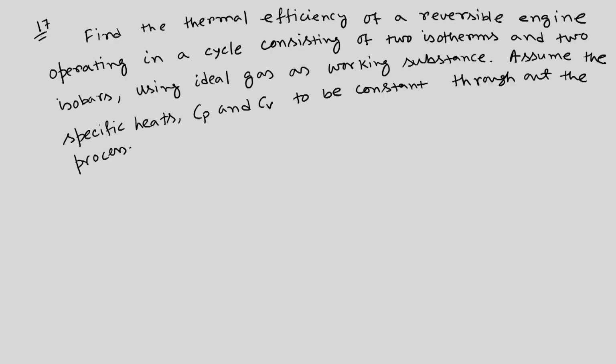So, it says find the thermal efficiency of a reversible engine operating in a cycle consisting of two isotherms. Isotherms means temperature is constant, there is no change in temperature, and two isobars means pressure is fixed. Using ideal gas as working substance, assume the specific heats Cp and Cv are constant throughout the process. Okay, so we need to consider this pressure volume diagram.